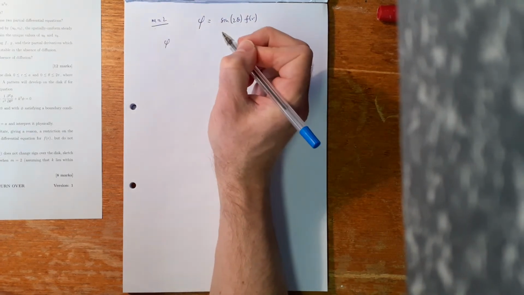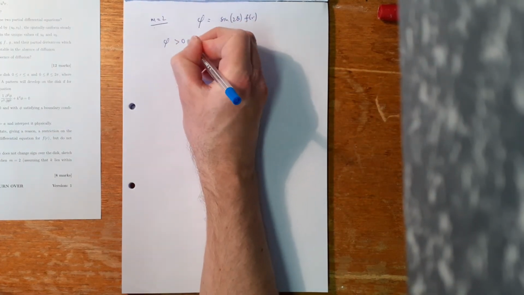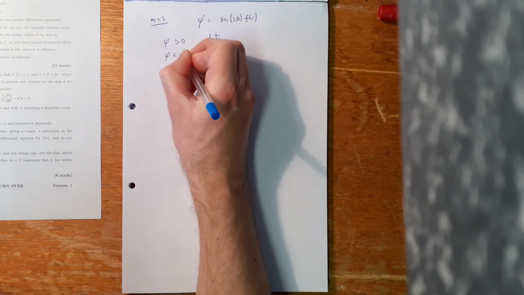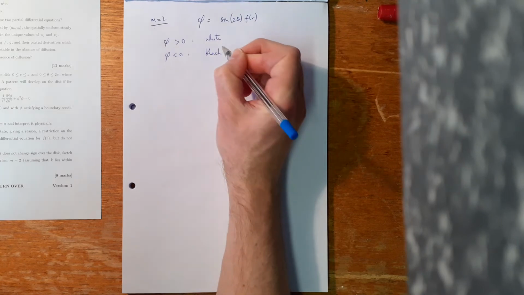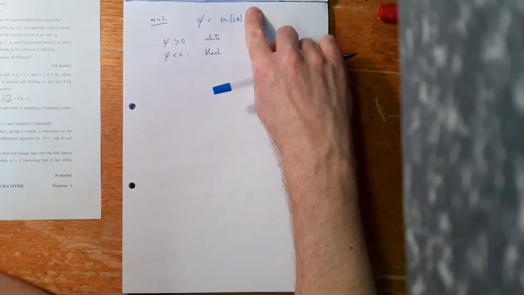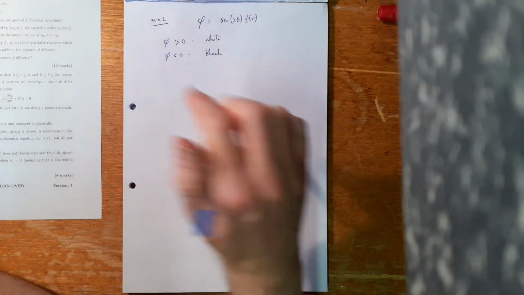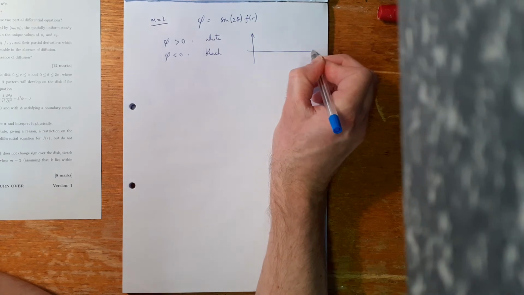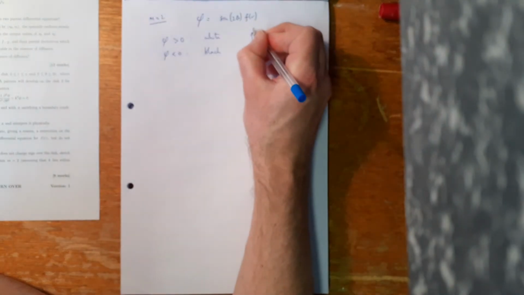And let's do what we did in the lectures, which I think we decided if phi was greater than 0, then that's white. And if phi is less than 0, then it's black. It doesn't really matter which way round you do this, as long as you state clearly what you're doing. F doesn't change sign, so we really only need to worry about when sine 2 theta changes sign. So let's sketch sine 2 theta against theta.